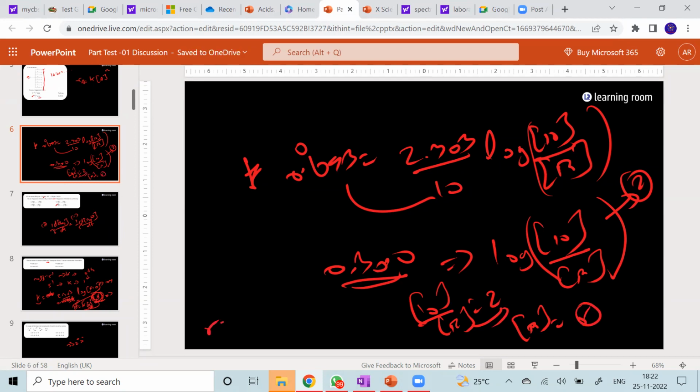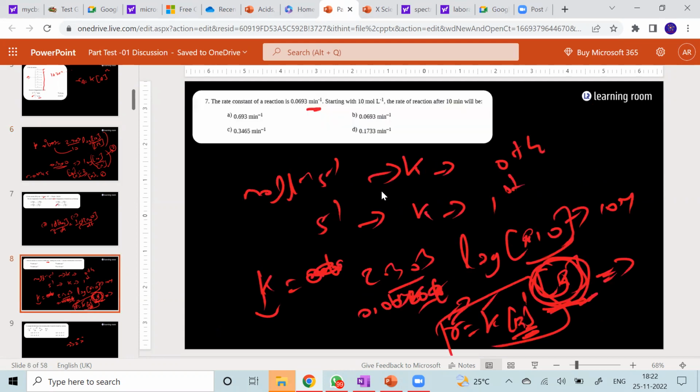Now you go to the equation. R is equal to 0.0693 into the final concentration, which is 5. So you get 0.0693 into 5, 0.3465. Yeah, 0.3465 is C. That'll be the answer. Okay. Okay, sir.